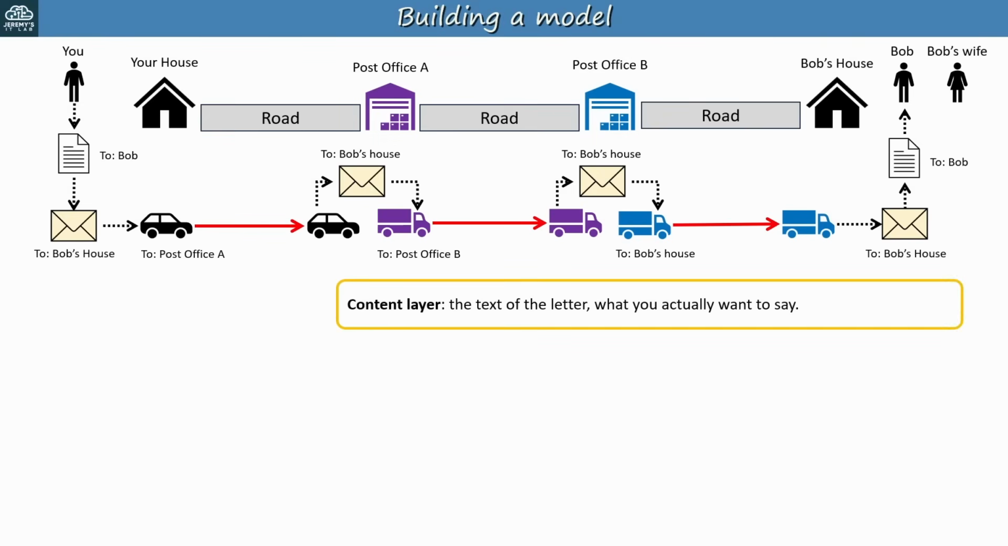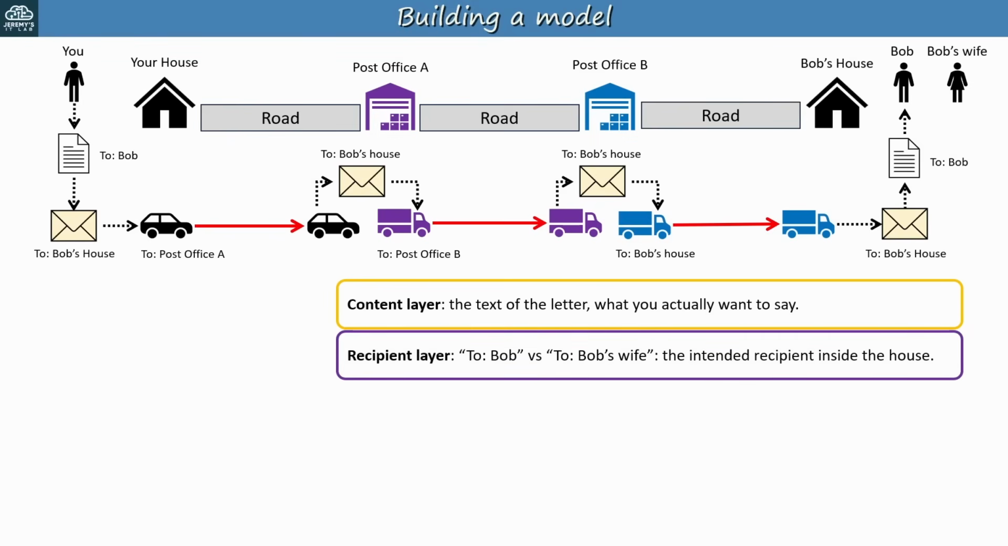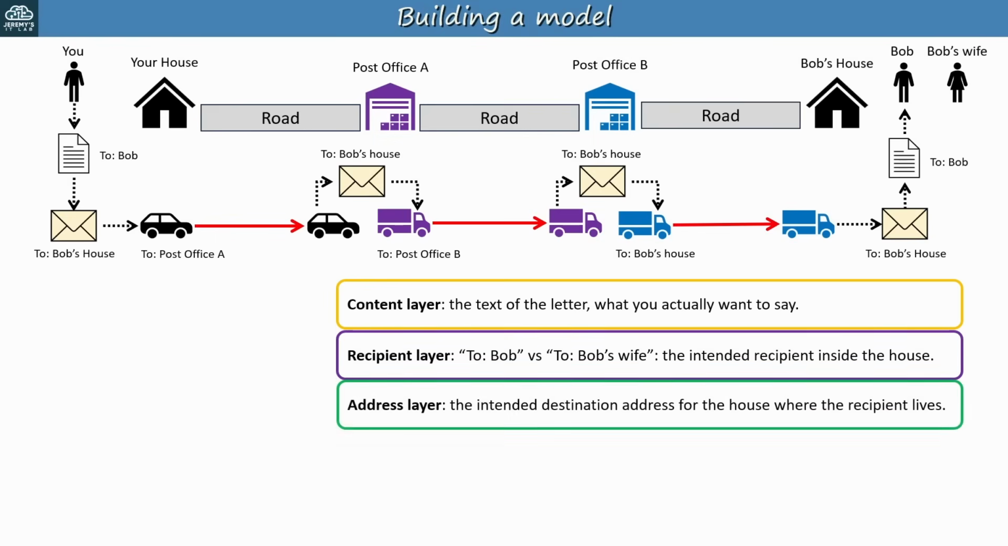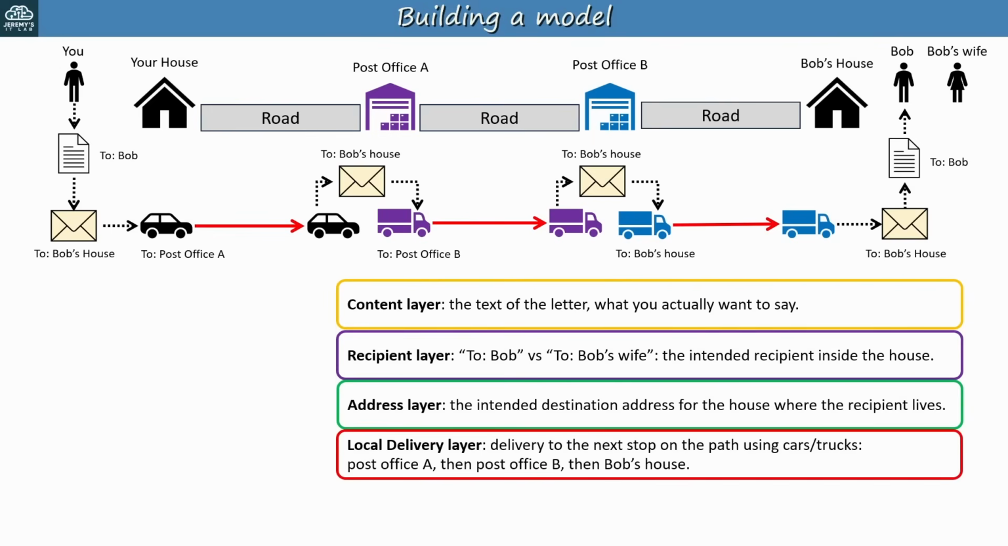At the top, we have a content layer, the text of the letter, what you actually want to say. I'll call the next layer the recipient layer, the "to Bob" part, indicating who inside the house should read the letter. Below that is the address layer, which is the destination address of the house where that person lives. Next is the local delivery layer, which handles moving the envelope to the next stop on the path using cars and trucks. From your house to Post Office A, then Post Office B, then Bob's house.